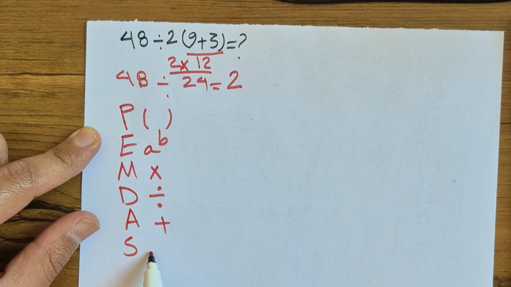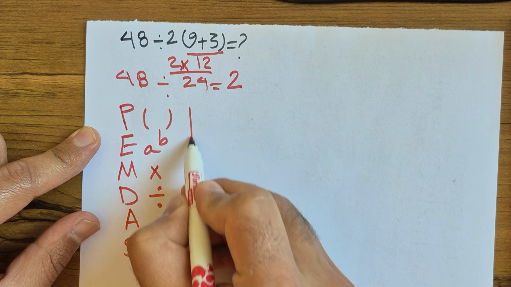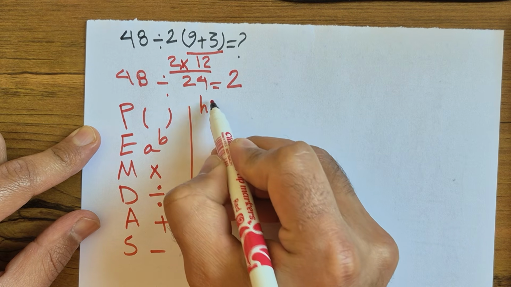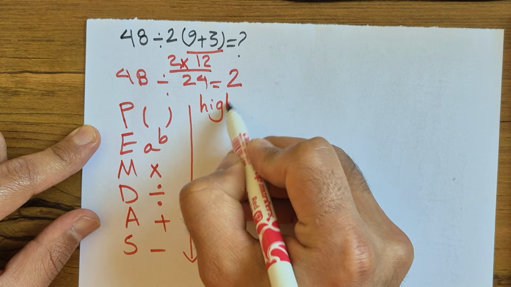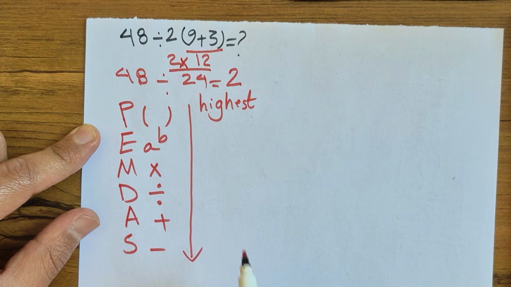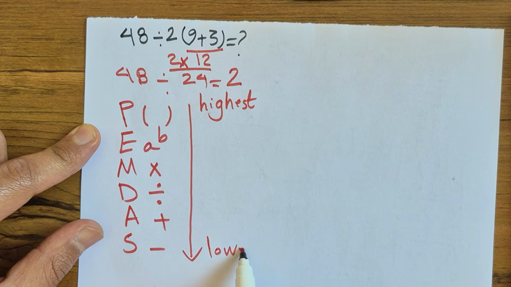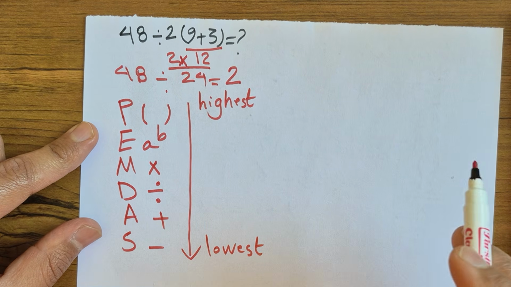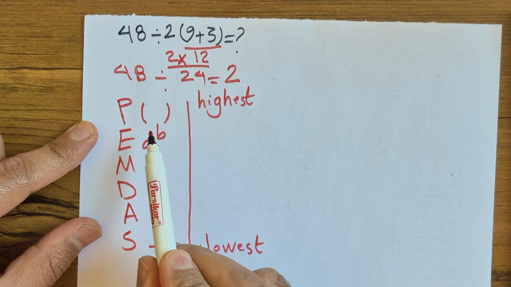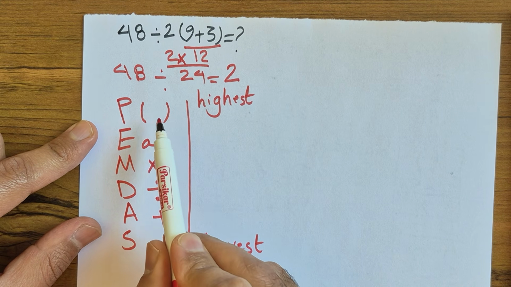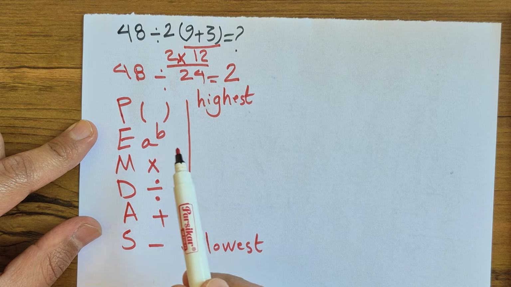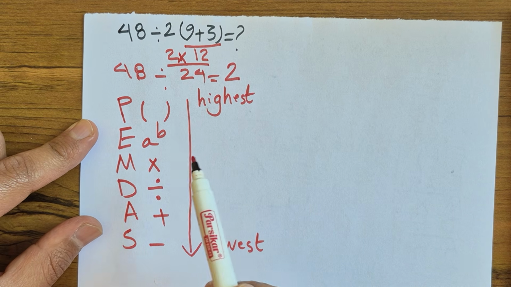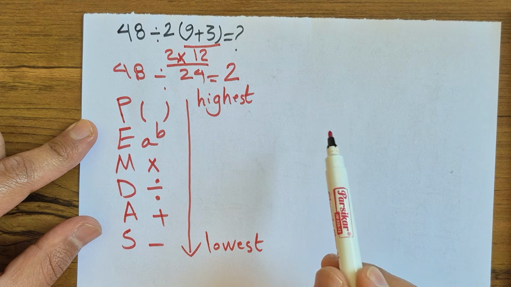S stands for subtraction. And this is a vector of precedence or priority. So from top to the bottom, they have the highest and the lowest priority. It means that whenever you see an order of operations, go for parentheses and always check if there is any parentheses inside. If there is, do the parentheses at first. Then when you got rid of the parentheses, go for exponents, if there are any.